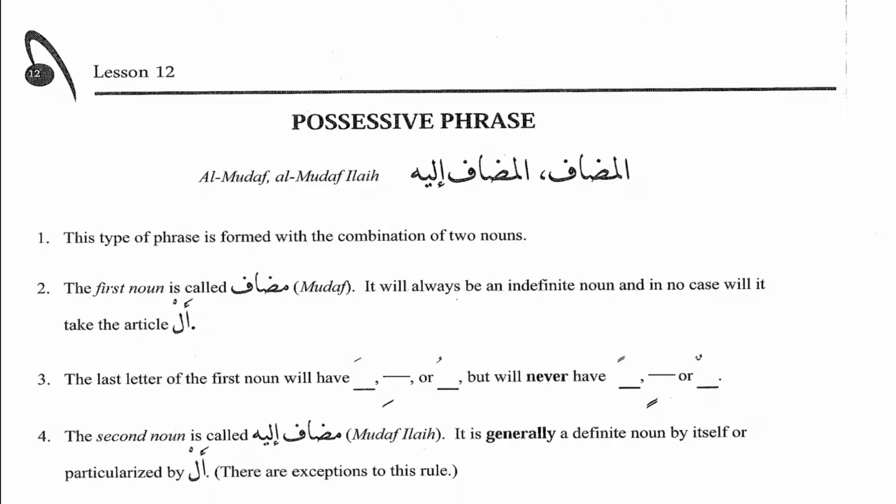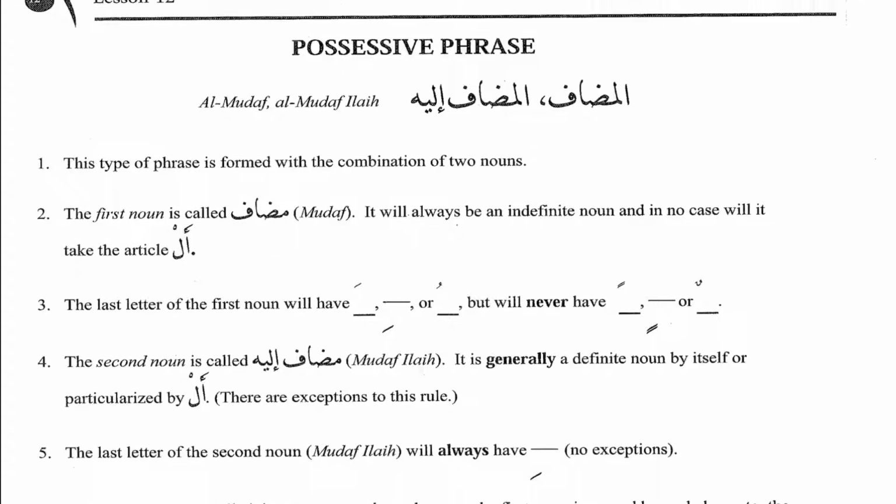In the last lesson, we talked about as-sifat al-mawsuf. When you have two nouns together, they can either be, what we covered in the previous lesson, lesson number 11, sifat wal mawsuf, or they can be mudaf mudaf ilaih, which we are going to cover in this lesson.